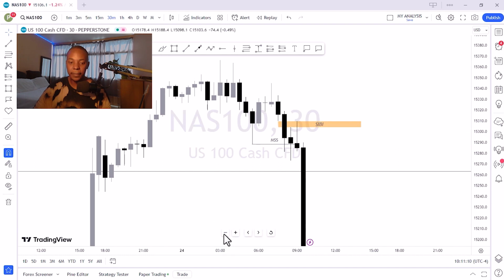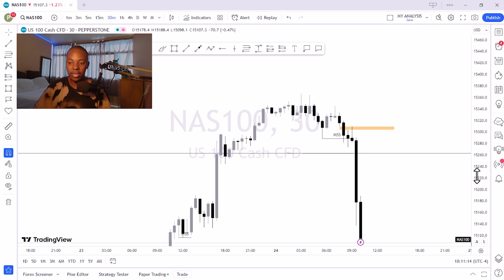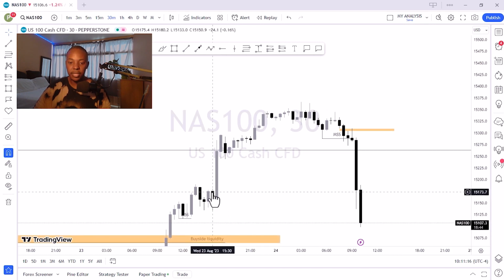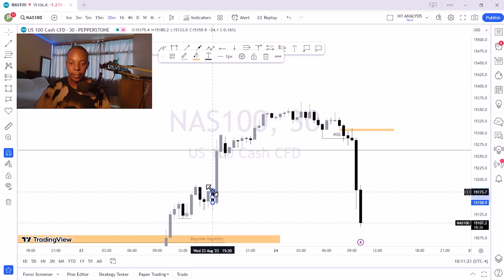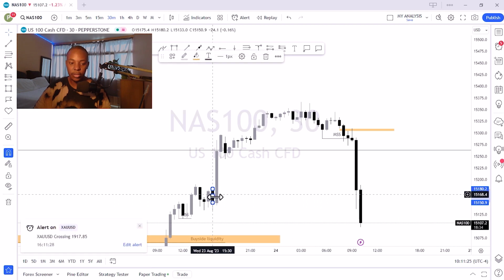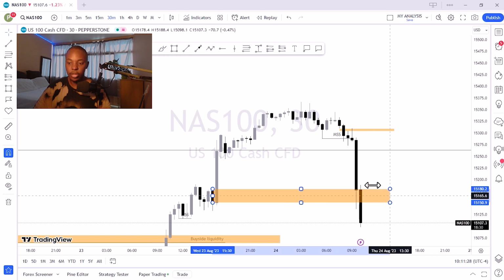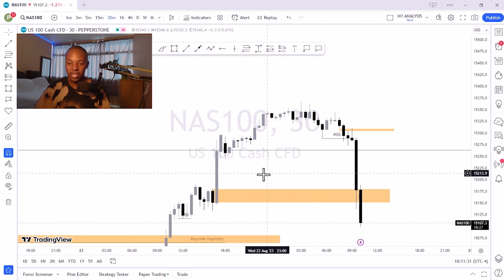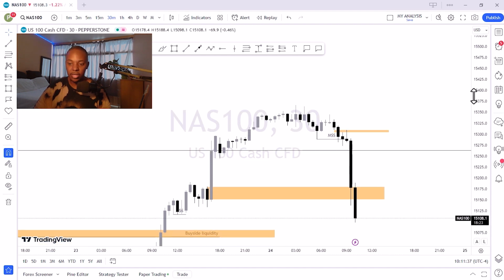And then, as you can see, the market played all the way down, and I had my TPs here just in case it came into this order block. This is a bullish order block. So I had TPs set on this order block just in case I wanted to take partials and all that. So that was the second trade.